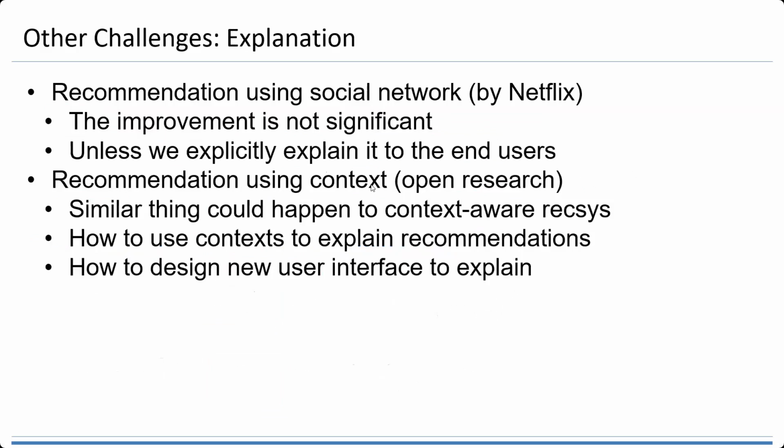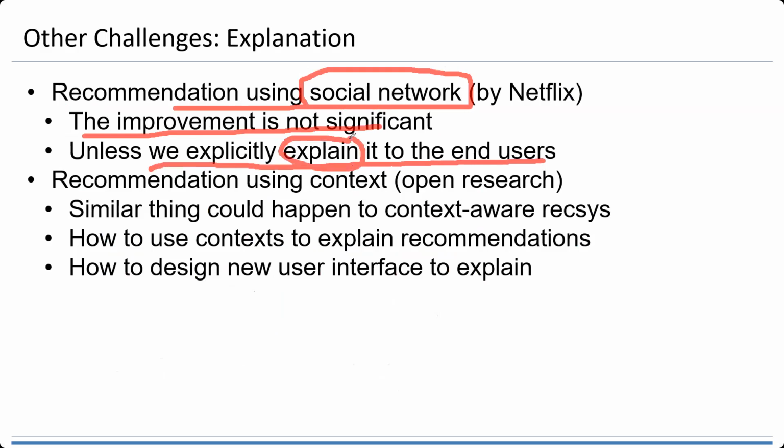There is another kind of challenge: how to explain. For example, the recommendation using the social network. How can we know that you watch the movie because of your friend? There is some research showing that the improvement is not significant. It means the recommendation based on the social network is not that significant, unless we explicitly explain it to the end users. So, explain. What does it mean?